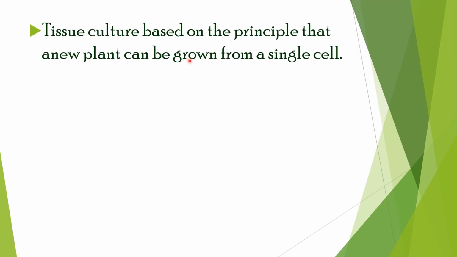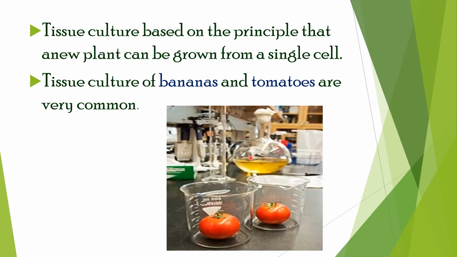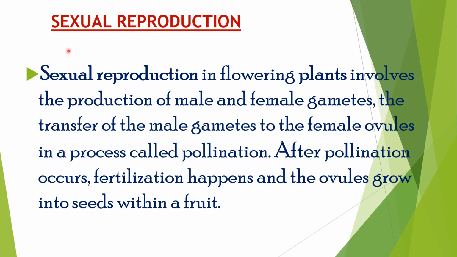Tissue culture is based on the principle that a new plant can be grown from a single cell. Tissue culture of bananas and tomatoes are very common. Children, we discussed the methods in asexual reproduction. The next one is sexual reproduction.